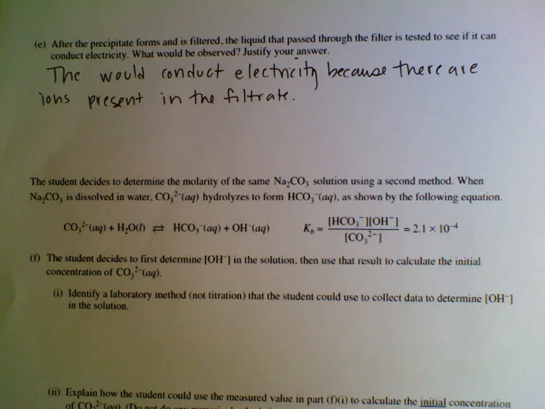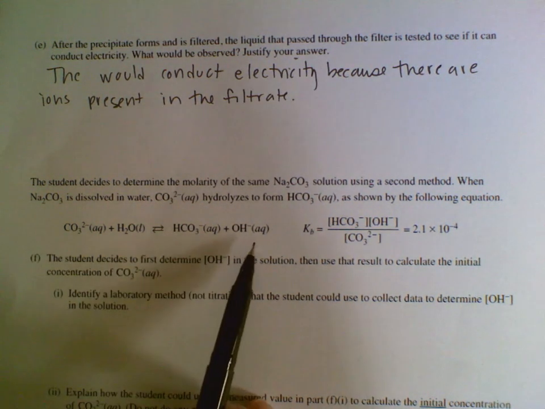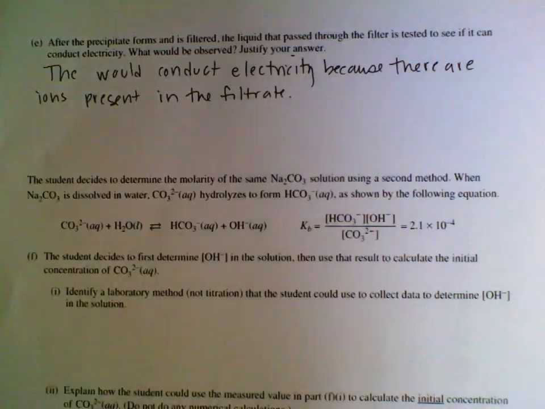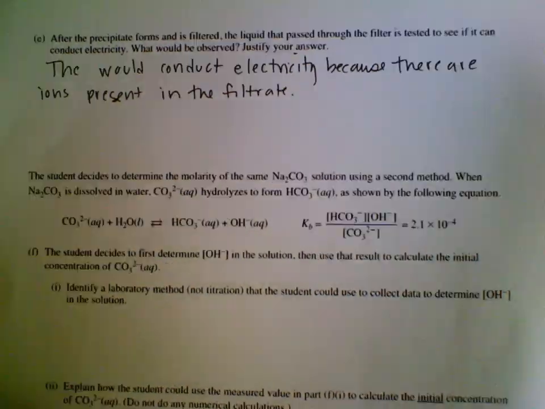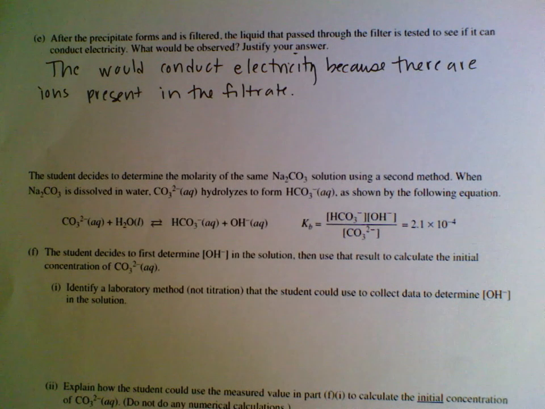So they give you the equation for the hydrolysis reaction, and then they give you a KB expression here. Note that the KB is less than 1, and we know what that tells us. For F, it says the student decides to determine OH- in the solution, then use that result to calculate the initial concentration of the carbonate. Identify a laboratory method that's not a titration that the students could use to collect data to determine the OH-.